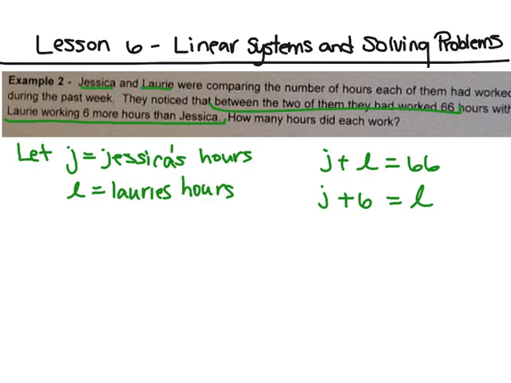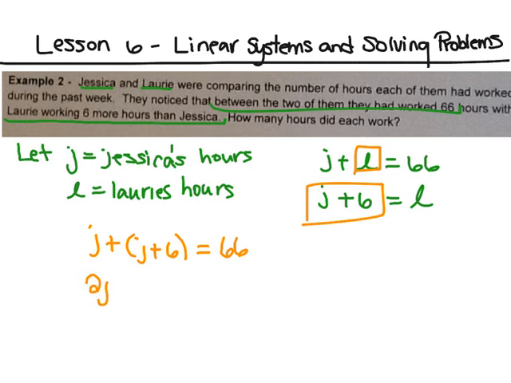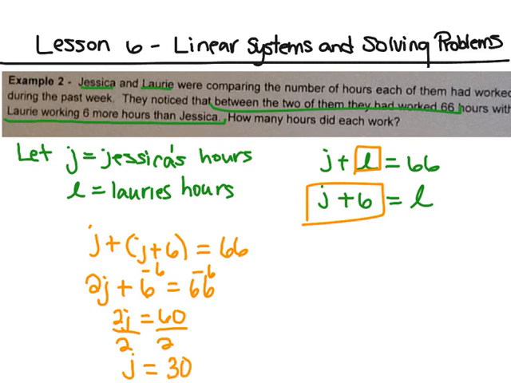Now we have an easy way to substitute because we have one variable isolated. So we're going to substitute j plus 6 in for L. So j plus 6 is equal to 66. J plus j is 2j plus 6 is 66. Minus 6 from both sides, and 2j is equal to 60. Divide both sides by 2, and j is equal to 30. And j plus 6 is equal to L, so 30 plus 6 is equal to Lori, so 36 hours is what Lori worked.